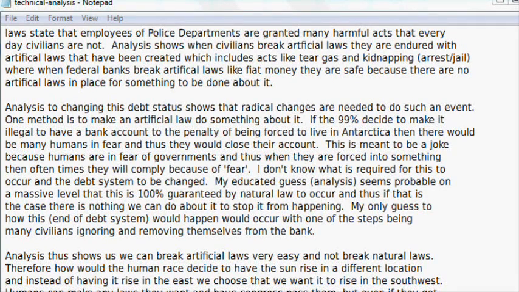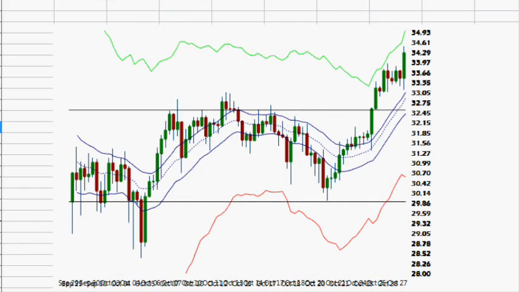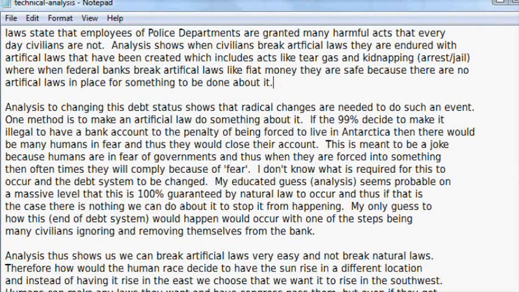I don't know what is required for this to occur and the debt system to be changed. My guess, educated analysis seems probable on a massive level, is that it is 100% guaranteed by natural law to occur, and thus is the case. There is nothing we can do to stop it from happening. My only guess to how the end of the debt system would occur is with one of the steps being many civilians ignoring and removing themselves from the bank.